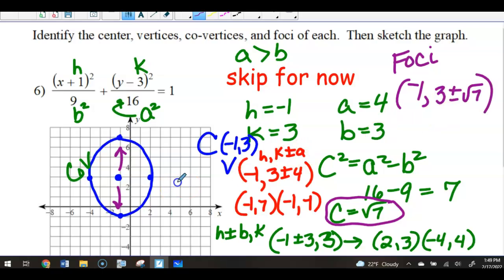Just so that I can graph them halfway accurately, square root of 7 is a little less than 3, so it'd be almost to 6 here, and down here, 1, 2, almost 3 units. So they're a little ways inside. The further they are inside, the more round the parabola is, or the ellipse, sorry.